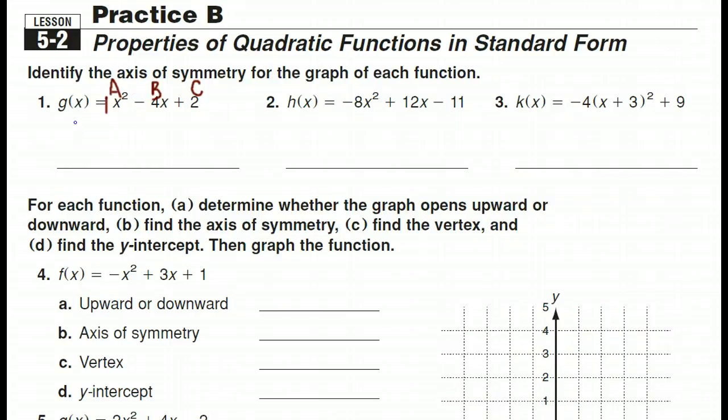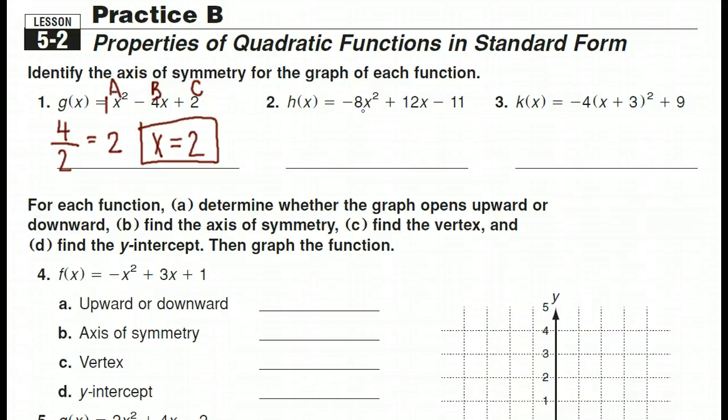So if we do the opposite of b, and b is negative 4, the opposite of that is positive 4. So opposite of b over 2a is going to be positive 4 all over 2 times 1, which is just 2. 4 over 2, that's just 2. Which means the axis of symmetry here is the line, it's a vertical line, x equals 2. Okay, so there's number 1.